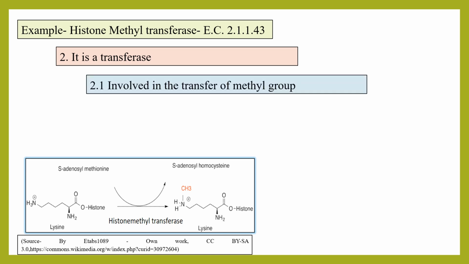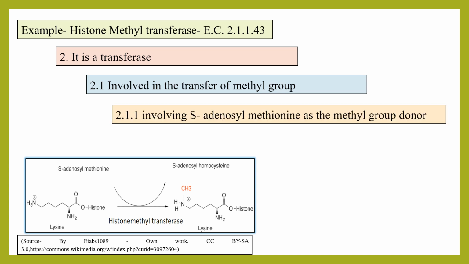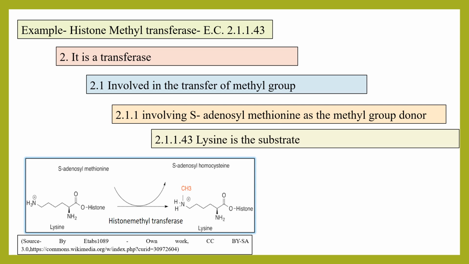Then 2.1, the second digit is indicating that they are involved in the transfer of methyl group. The third digit is indicating that they involve S-adenosyl methionine as the methyl group donor, while the 43, the last digit, is indicating that the methyl group is getting transferred to lysine, and lysine is the substrate.